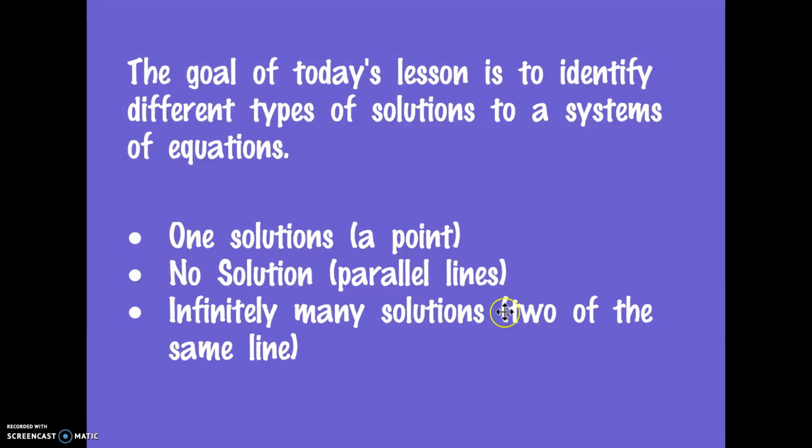Infinitely many solutions means that the two lines that you are given are actually different representations of the same line, so therefore they share all of the points on that line. This will be learning goal SE2, SE3 standing for Systems of Equations Learning Goal 3.